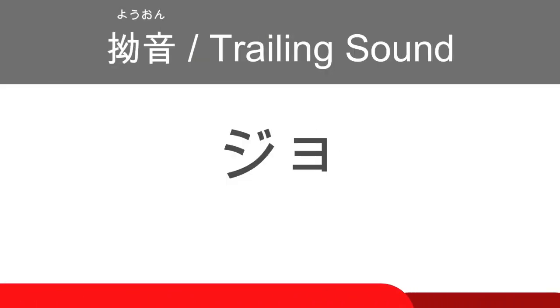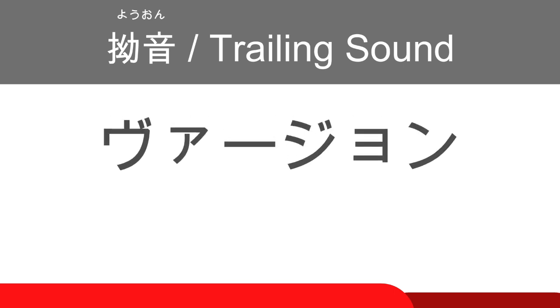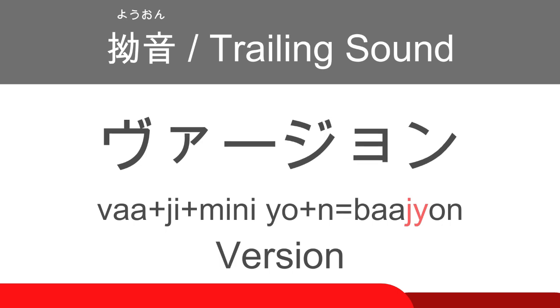In katakana, we use a small version of a letter to make a trailing sound in Japanese. For example, we use G together with a small yo to make a ba-jon sound.